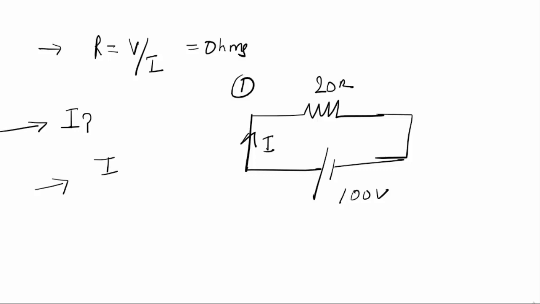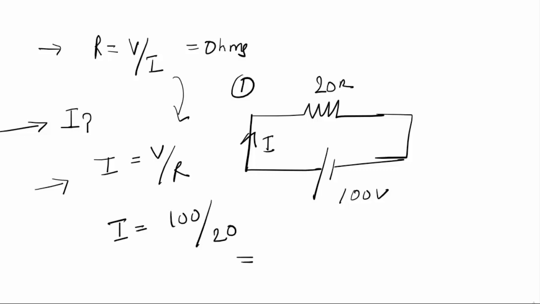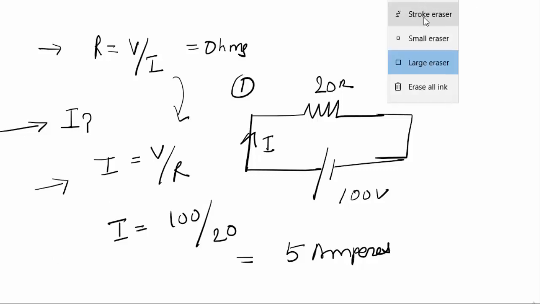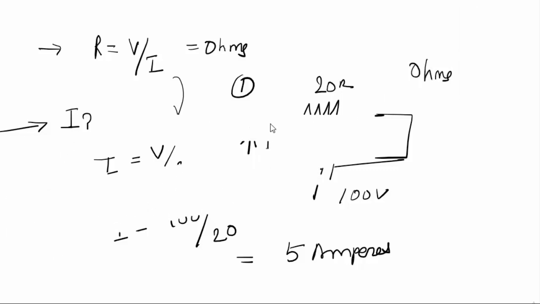To find the current in the circuit is equal to V by R. So from Ohm's law, we are applying Ohm's law, and simply the current is 100 divided by 20 ohms. So this is equal to 5 amperes, the current in the circuit. So this is one simple case where we have applied Ohm's law.